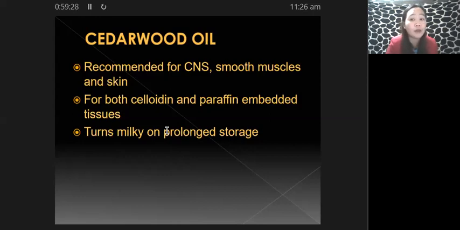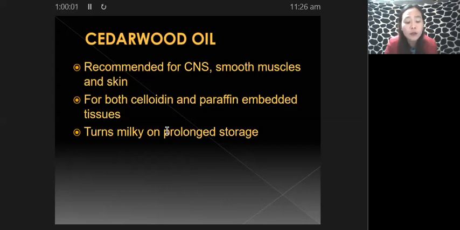So what else turns milky? We have your xylene. Xylene also turns milky. However, the reason is different. Your xylene turns milky if there is a significant amount of water present in your tissue, just like in the case of incomplete dehydration. The reason why your cedarwood oil turns milky is also different. It turns milky upon prolonged storage of your cedarwood oil in the laboratory.